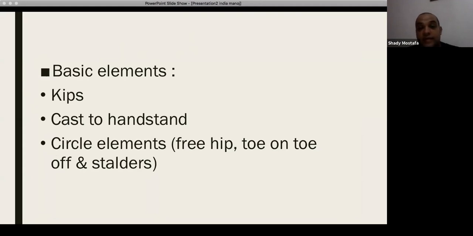Then we'll go to the cast to handstand. You have to go all the way to handstand to make sure that the gymnasts have power and speed to generate more momentum and speed to do the circle elements. And you have three basic circle elements: free hip to handstand, toe on, toe off, and shoulders.